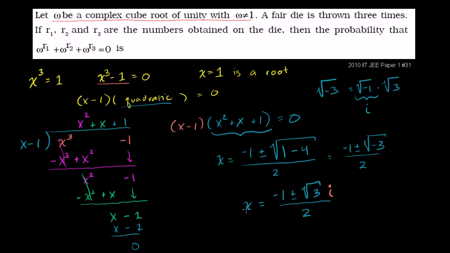So what we just did so far is we now know all three roots of 1, especially if we're thinking about the complex roots. 1 is one of the roots. The other roots are negative 1 plus the square root of 3i over 2, and negative 1 minus the square root of 3i over 2. And so they're saying that omega is one of these two roots. We either take the positive or the negative, and it looks like it doesn't matter. It says, let omega be a complex cube root of unity. So it could be either one of these. So let's just pick one of them.